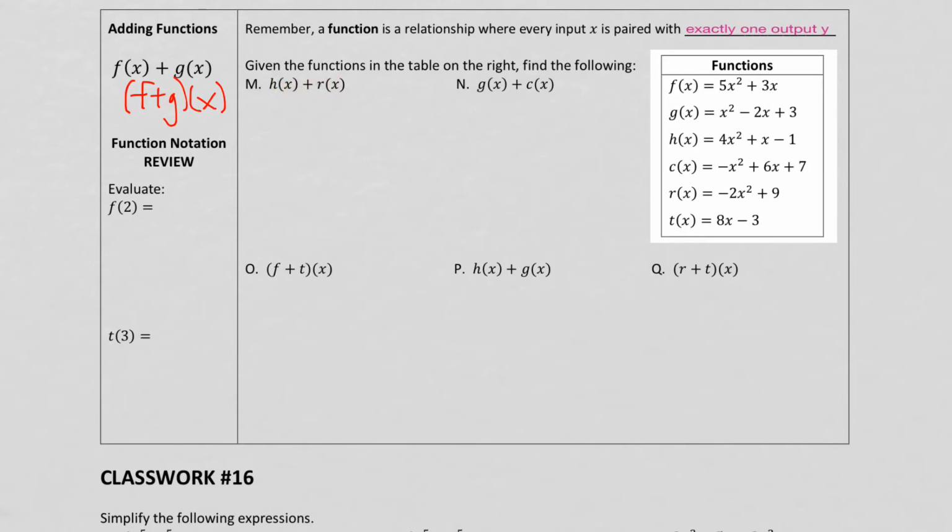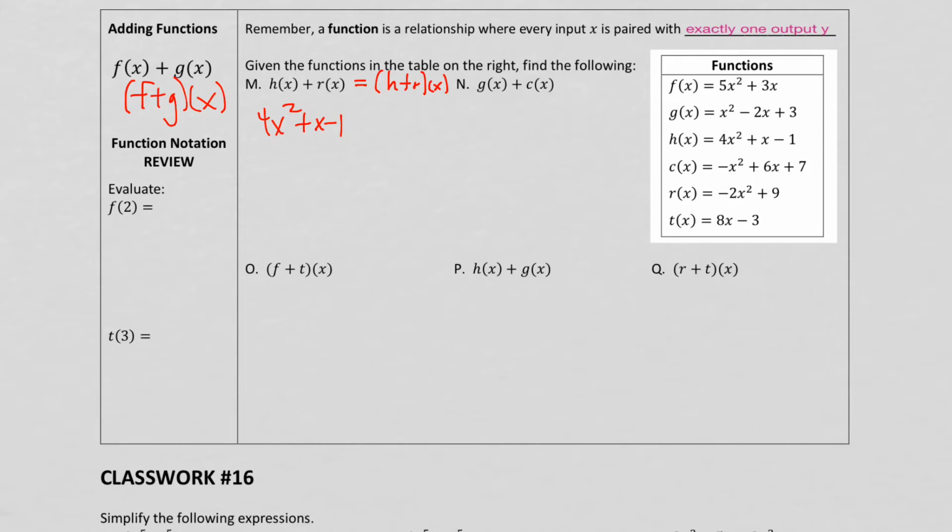Now first, to get used to the notation, I can also ask you h plus r of x. That would be the same question. So get used to seeing this notation in different ways. But all it means is we're going to add h and r together. So I come to the table. H in this case is all of this. So it's 4x squared plus x minus 1.